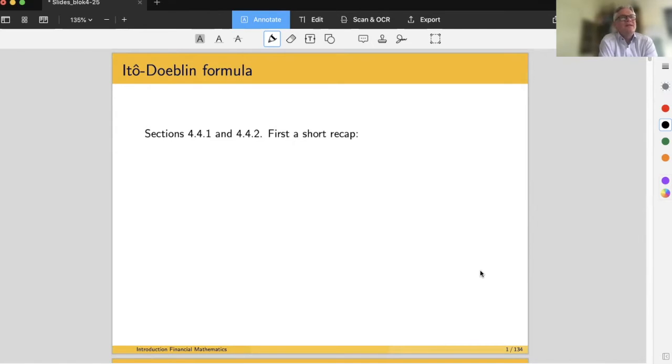We will repeat this derivation very fast, and after that we will learn the Ito-Doeblin formula, which in fact is a special rule, like the rules that we have learned before for regular integration, like integration by parts, for example. We will do that now for the stochastic integral, and then it's called the Ito-Doeblin formula. But again, first a short recap.